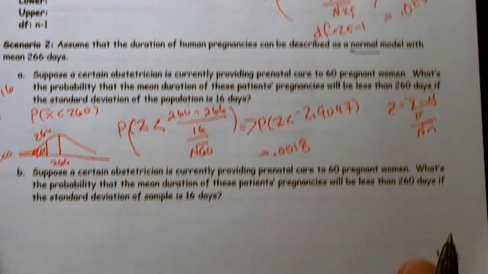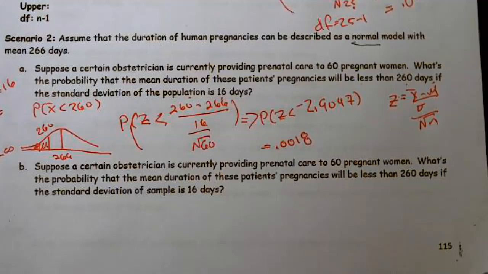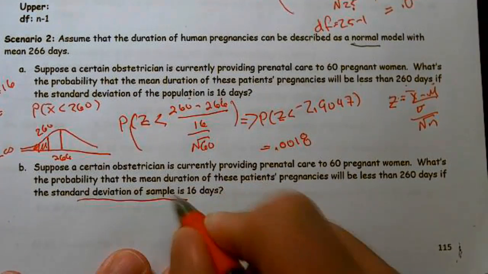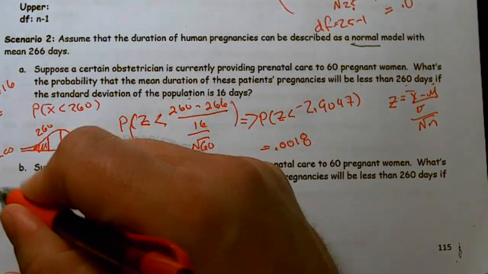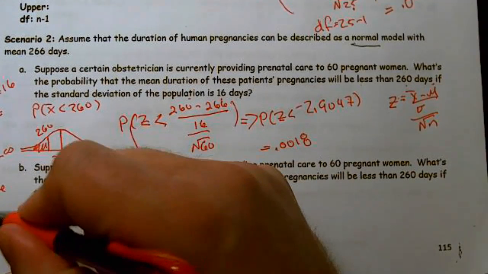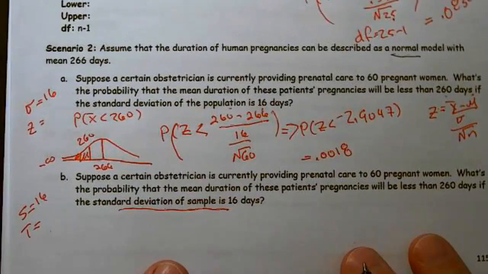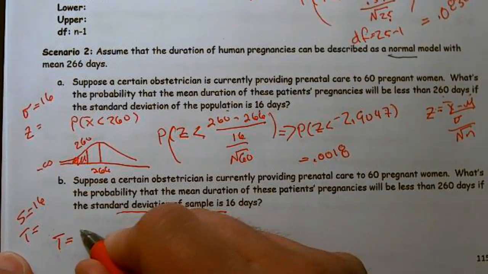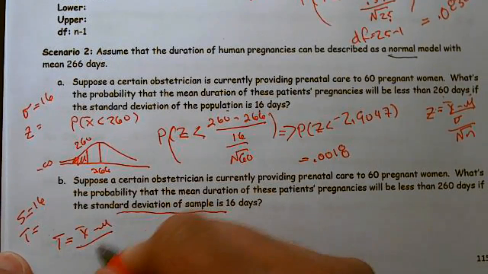All right. So suppose a certain obstetrician is currently providing prenatal care to 60 women. What's the probability that the mean duration of these patients' pregnancies will be less than 260 if the standard deviation of the sample is 16 days? So now they're saying we're using the standard deviation of the sample. So S equals 16. So that drives us to a T distribution. So now we're working with the T, and I should be writing that equation down. T equals X bar minus mu over S divided by the square root of N.